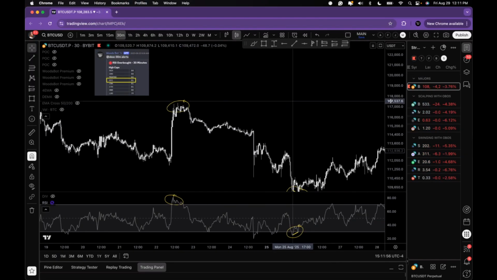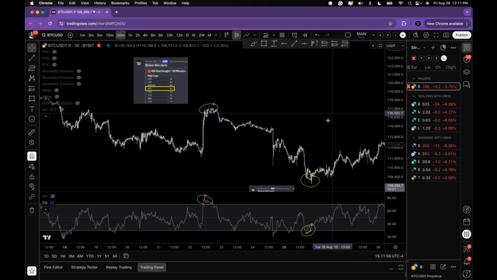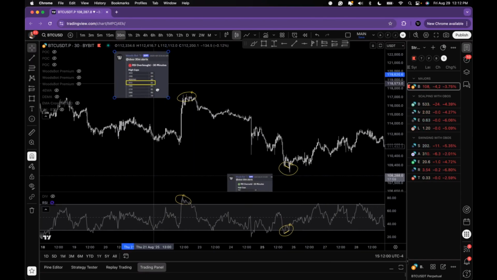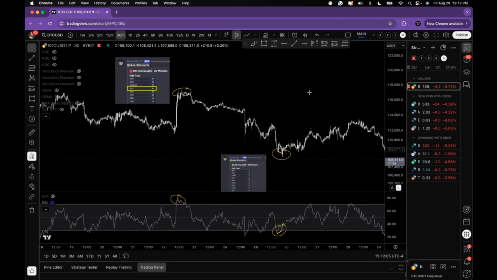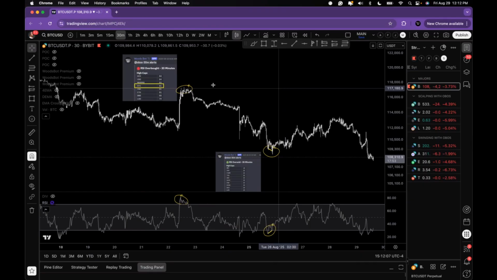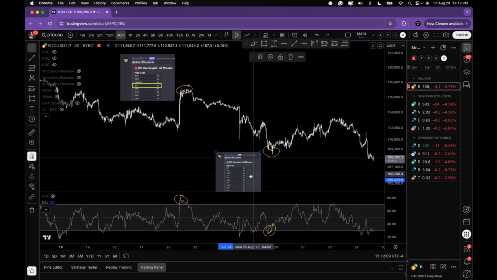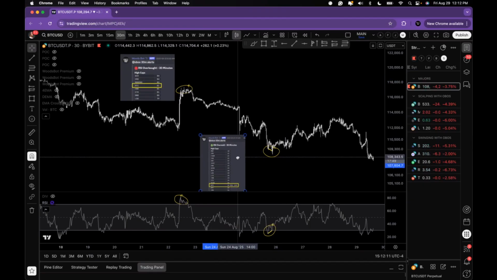So I have some reads here on Bitcoin to show you what it actually looks like: what the alert looks like, what price looks like, what it looks like on the RSI, and how it plays out. We can see here, this read was from the news when Jerome Powell was speaking at Jackson Hole, and we got a big move up.